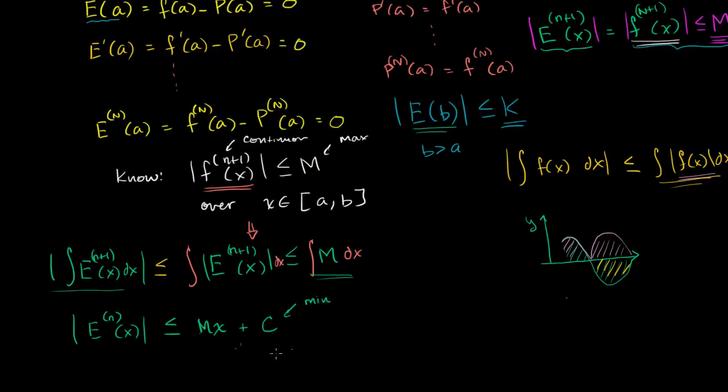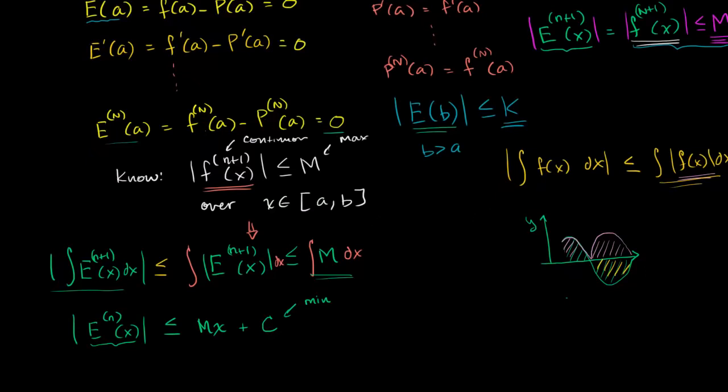And lucky for us, we do know what value this function takes on at a point. We know that the nth derivative of our error function at a is equal to 0. I think we wrote it over here. The nth derivative at a is equal to 0, and that's because the nth derivative of the function and the approximation at a are going to be the same exact thing.